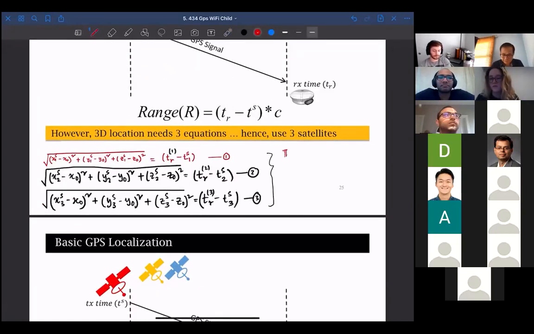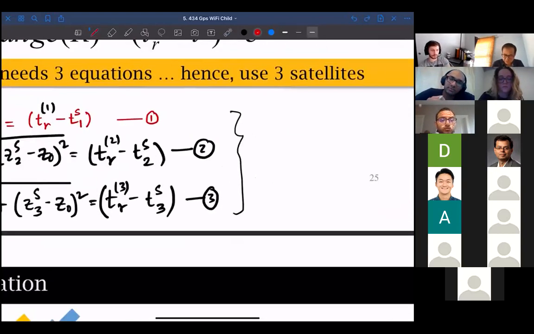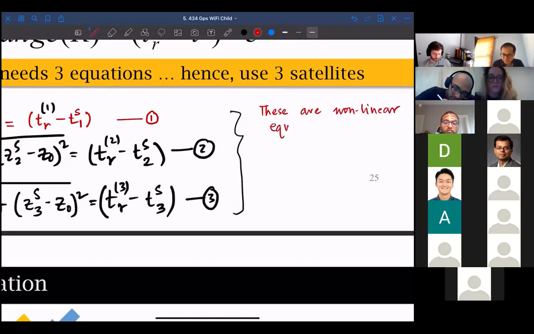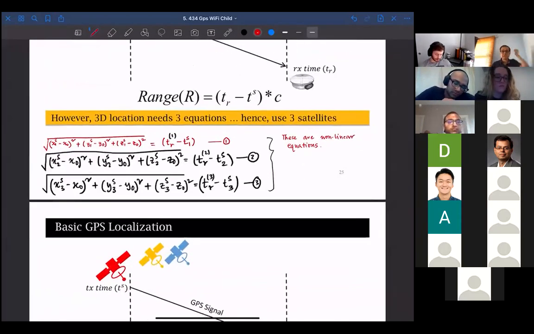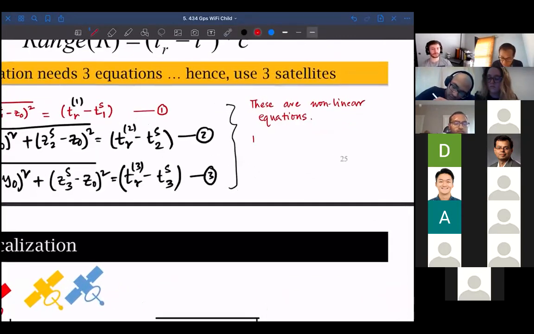These are nonlinear equations. Do you agree? This is not a linear equation. These are nonlinear equations, but it's possible to linearize them.